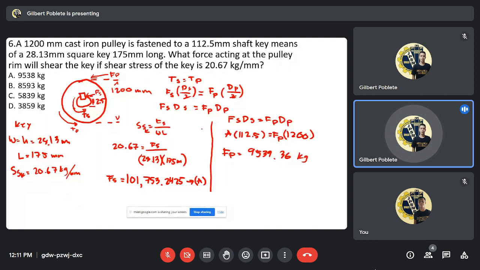So dito meron tayong a solid steel machine shaft with a safe shearing stress of 7,000 psi, transmit a torque of 10,500 inch-pound. A square key is used with width equal to 1/4 of the shaft diameter and whose length is equal to 1.5 times the shaft diameter. Find the key dimensions.